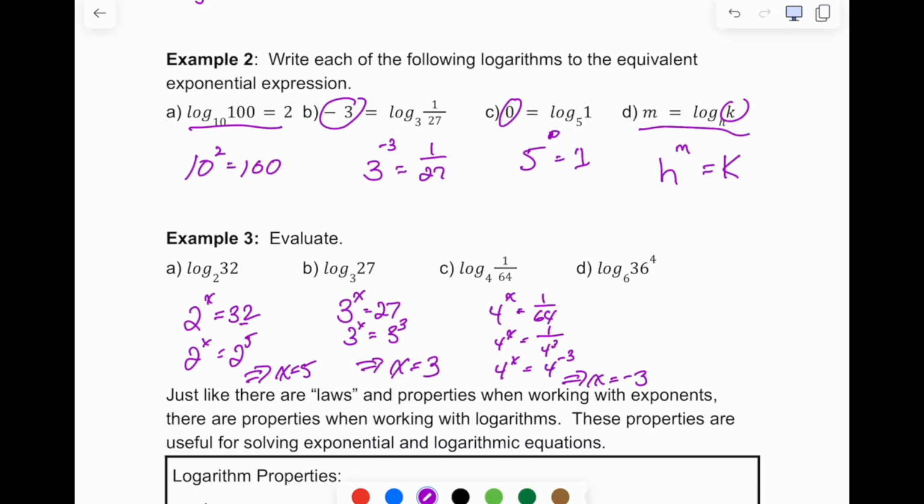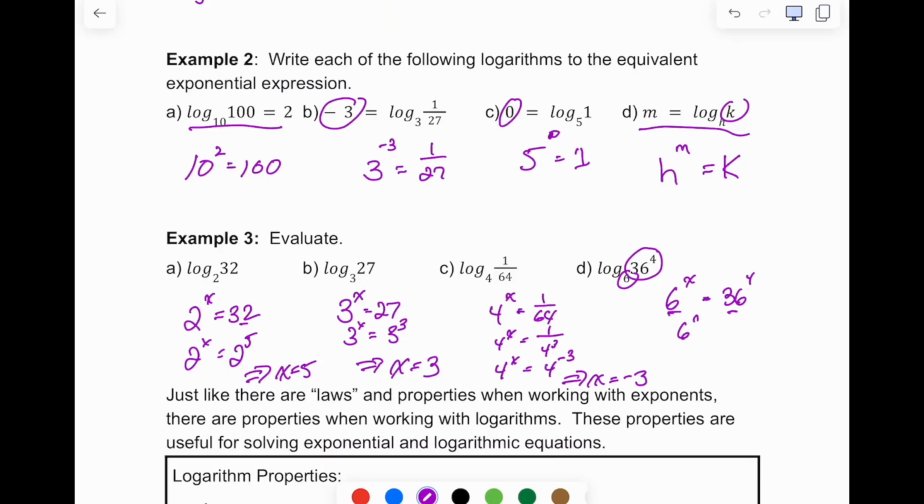All right. Next example is a little bit tricky, because here we have log base 6. So 6 to the power of x is equal to 36 to the power of 4. Remember, our base is 6. Our actual answer here is 36 to the power of 4. So the trick here is we want 36 and 6 to have the same base.